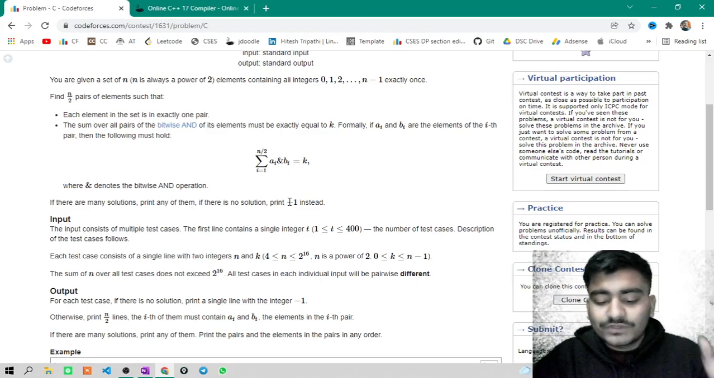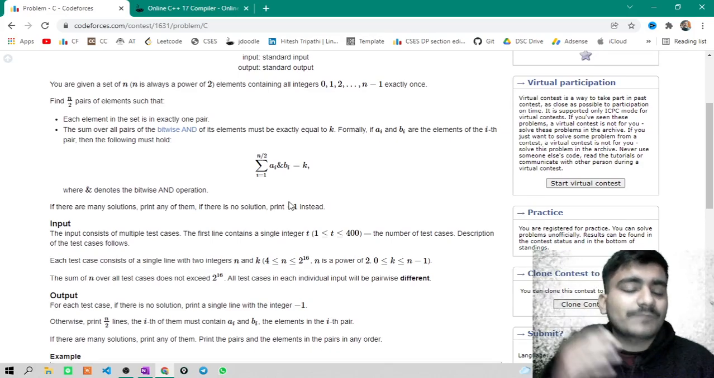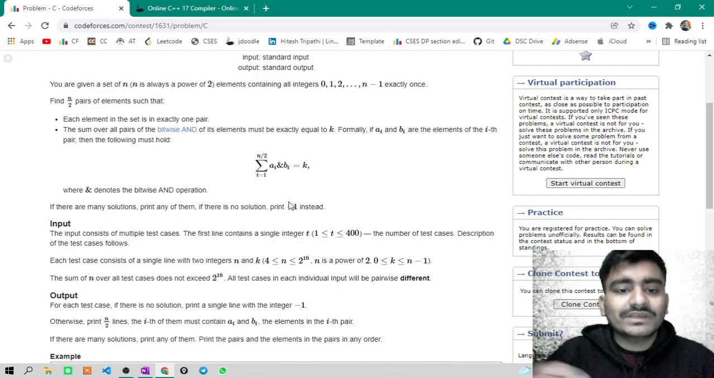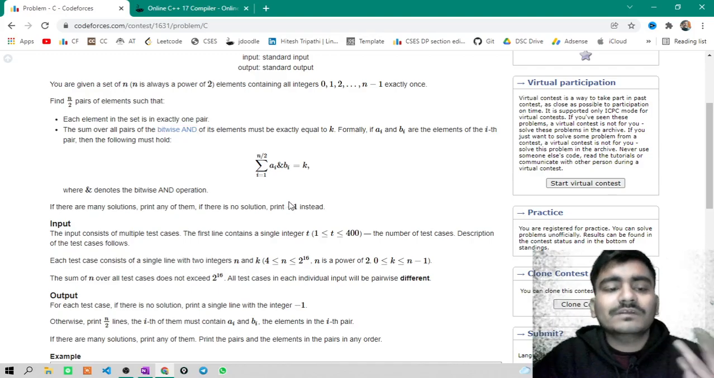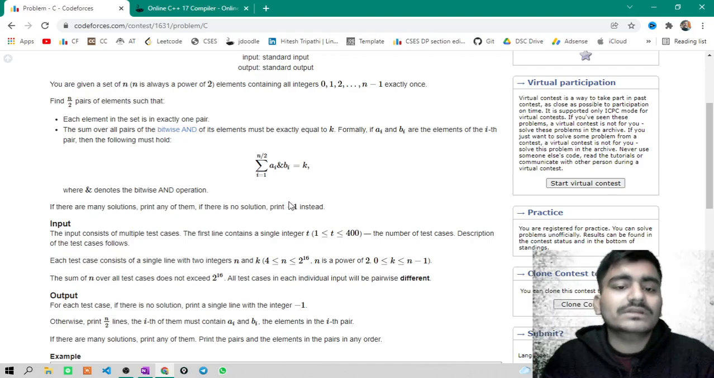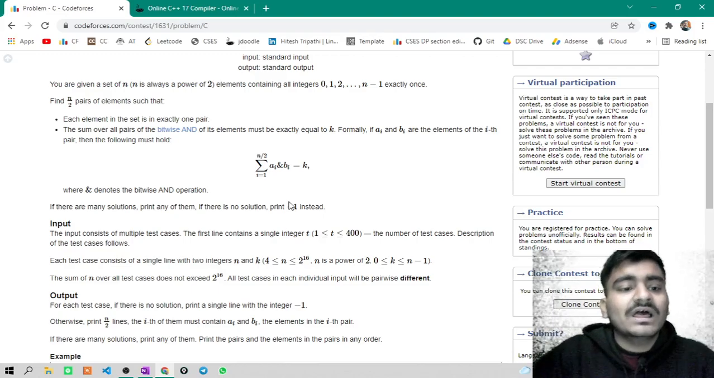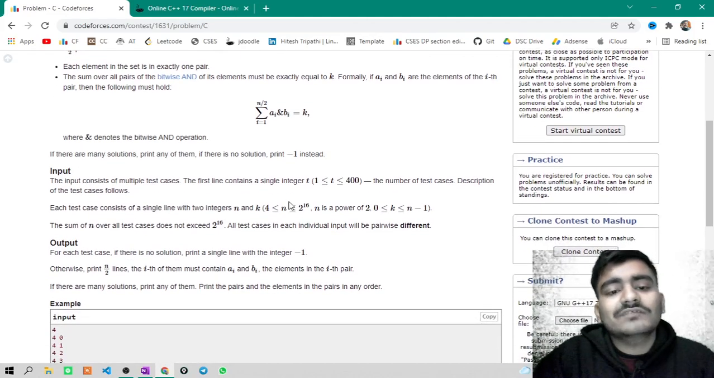Okay, now we know what we have to do. The question's language is very simple. We have a value of n where n is always a power of 2. We have to make exactly n by 2 pairs where, if we do bitwise AND of every pair and sum it together, its sum must be equal to k. Okay, so we have to find these n by 2 pairs. Now if there are many solutions, we can print any of them, and if there is no solution, we have to print -1.